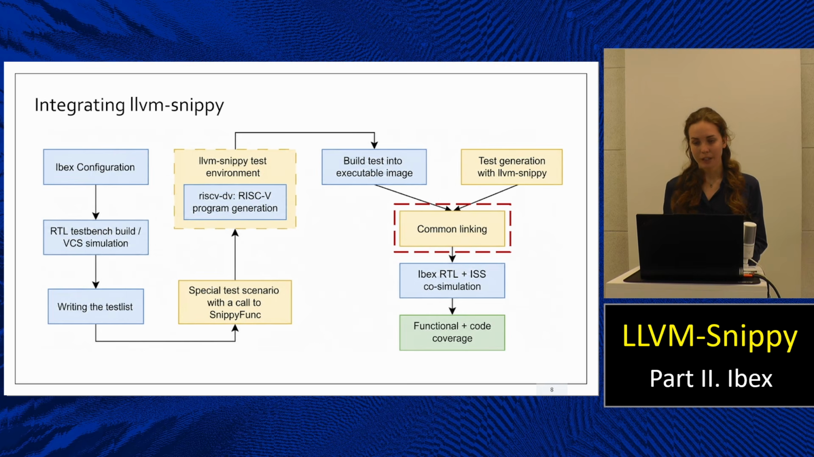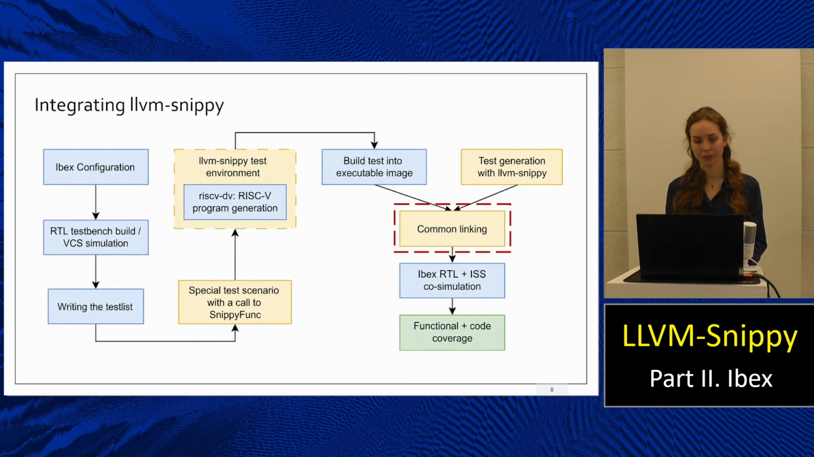Once the wrapper is generated, the next task is to embed it into the overall Ibex run. The diagram shows two code sources. riscv-dv generates the environment and the call to SnippyFunction, while LLVM-snippy generates the main random instruction sequences. But the simulation cannot work with a set of separate files. It needs a single executable image that both the RTL and the simulator interpret in the same way.